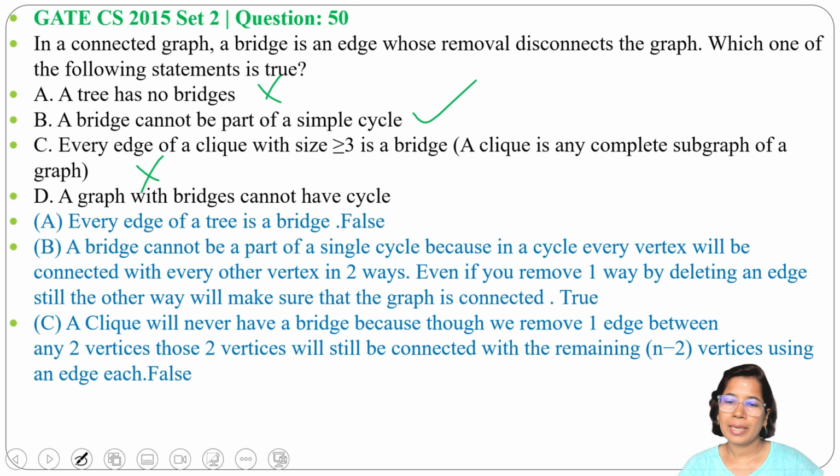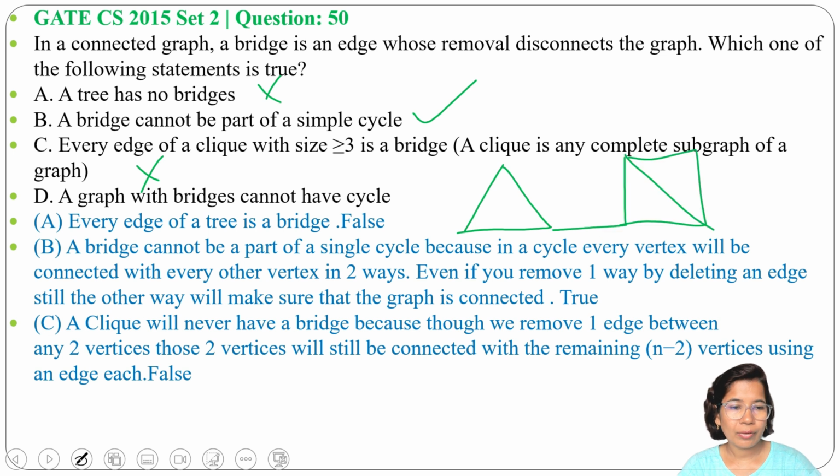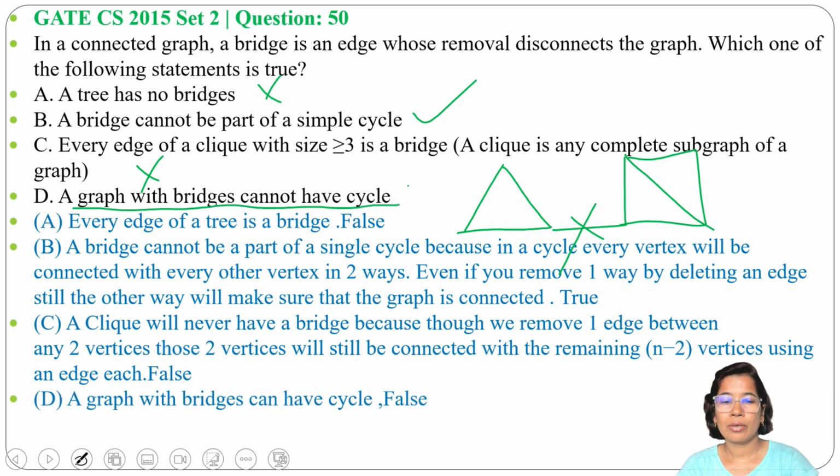Next, option D: a graph with a bridge cannot have a cycle. Let's take an example. This is a cycle. Now here this edge is a bridge. If we remove this bridge, it will disconnect the graph, right? But this graph has a cycle. So a graph with a cycle can have a bridge. So option D is also false.